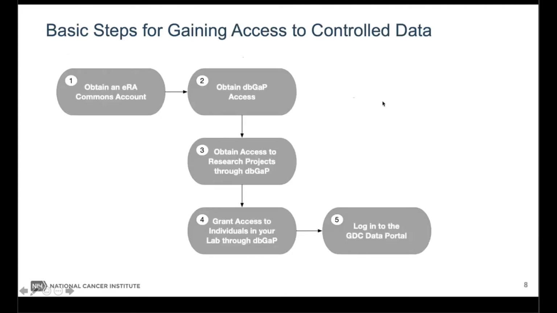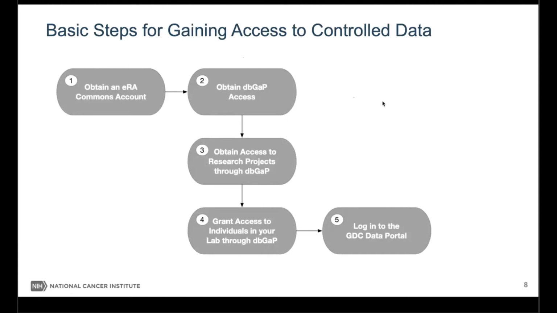So if you go on the GDC website, you may have seen this diagram before. This is adapted from a similar one. These are the basic steps for how to obtain controlled access. So first, you must obtain an ERA Commons account. Using that ERA Commons account, you would obtain DBGAP access.